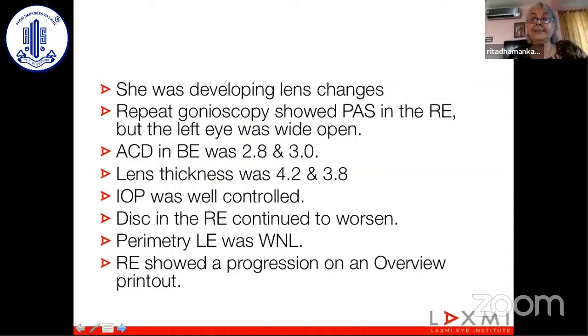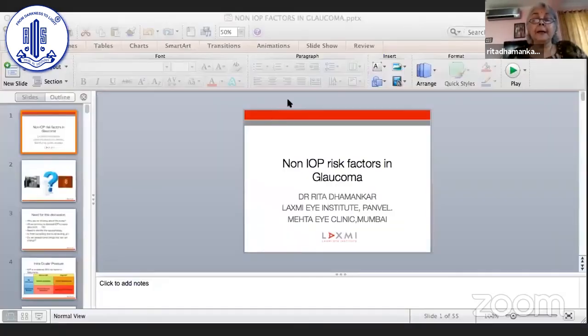Her anterior chamber depth seemed to be okay. Her lens thickness seemed to be okay. The IOP was well controlled, but the disc in the right eye continued to worsen. And the perimetry in the left eye was within normal limits. On the overview of the visual fields, the right eye showed us a progression.